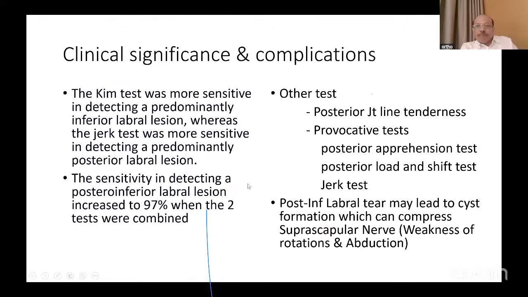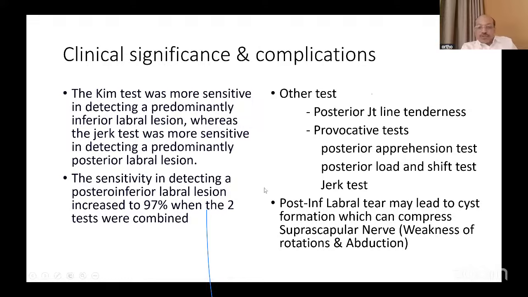Now, what is the problem? Kim's test is sensitive in detecting predominantly the inferior labrum lesion, whereas the Jerk test is positive for detecting the posterior labrum lesion. So what are the other tests? Posterior joint line tenderness, and the provocative tests are the posterior apprehension test and the posterior load and shift test.